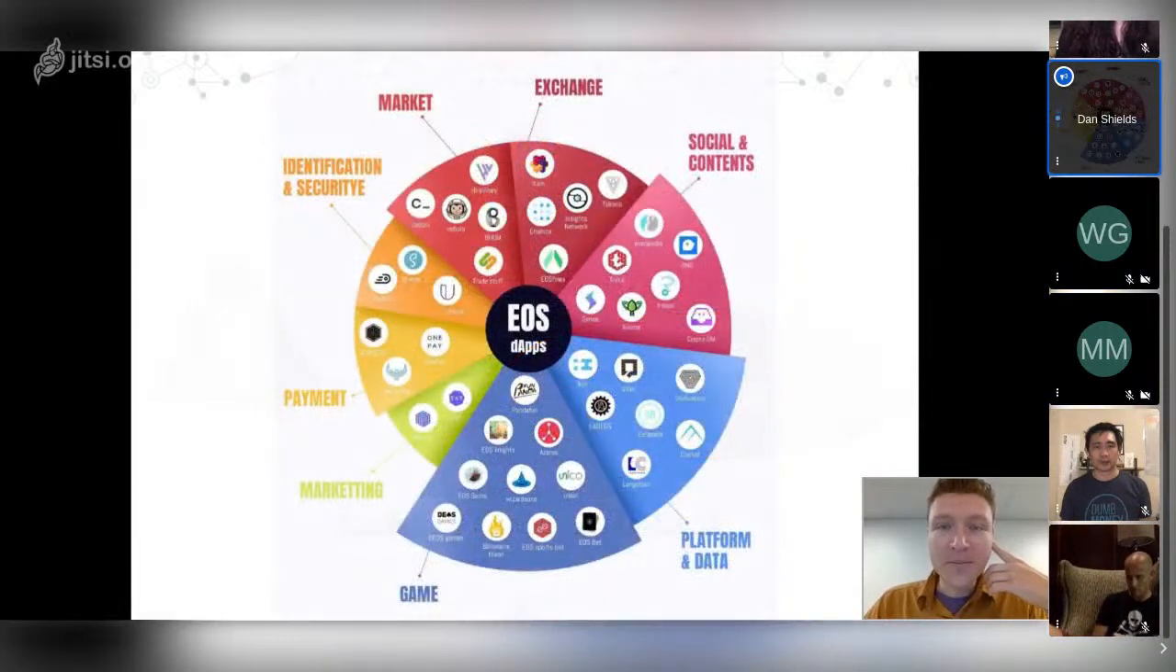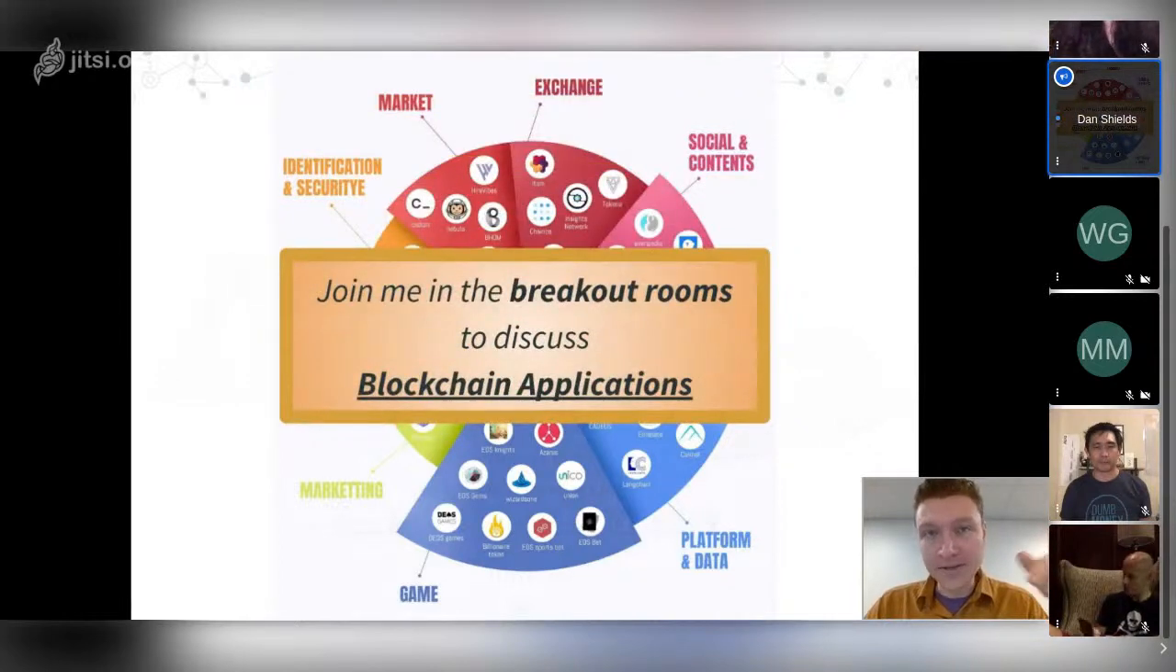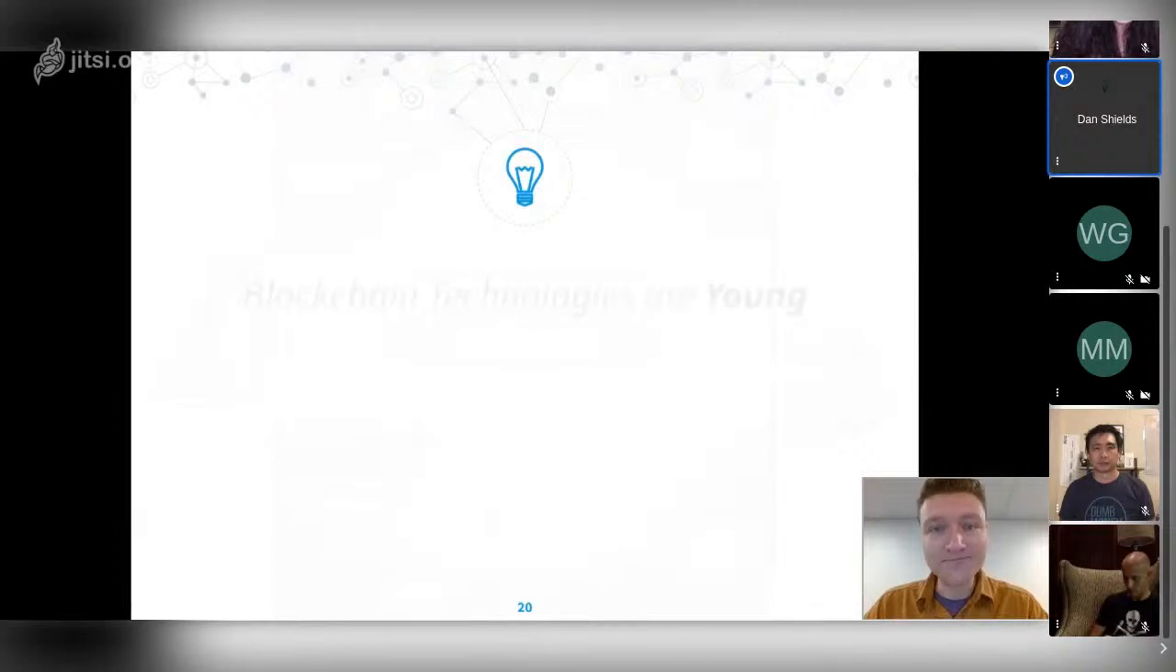So if you're interested in more of this particular topic, like what can we do with smart contracts in general, this is really what I want to get into, the blockchain applications. Now we have this awesome technology. What can we do with it? Where can we go with it? So join me and we'll talk more about that.